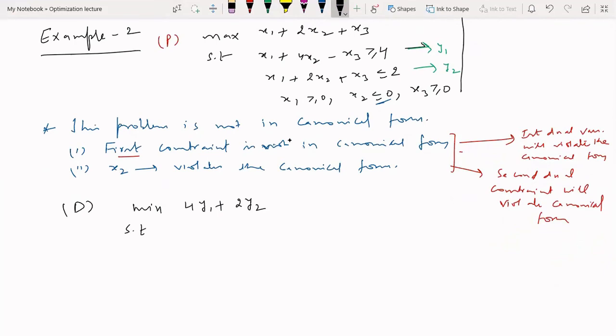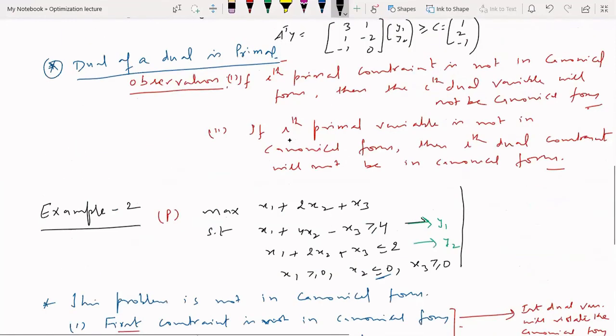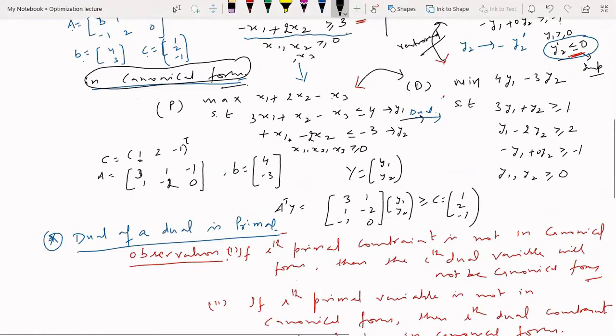What happens when I write the A matrix? It is 1, 4, minus 1, and when I take the transpose of the matrix, you will see the component-wise multiplication. Let me explain from the above example. When I wrote the transpose of this matrix, it was 3, 1. So in my first dual constraint, it was 3y1 plus y2. So basically y1 is multiplied with the first coefficient and y2 with the first coefficient of the second constraint. So it was 3y1 plus y2. And the second constraint is y1 minus 2y2. And similarly the third one is minus y1 plus y2.